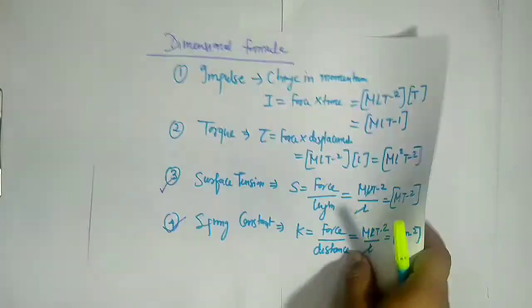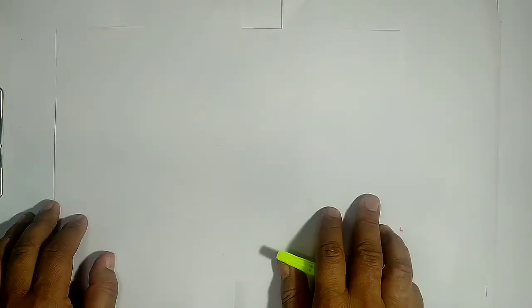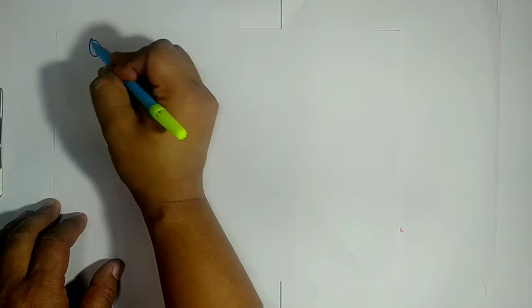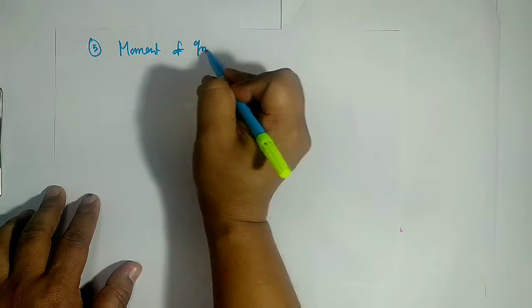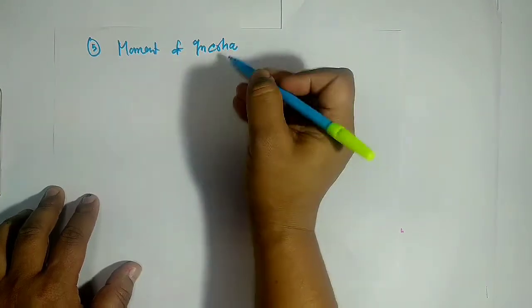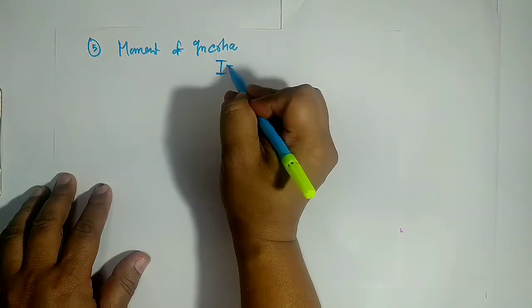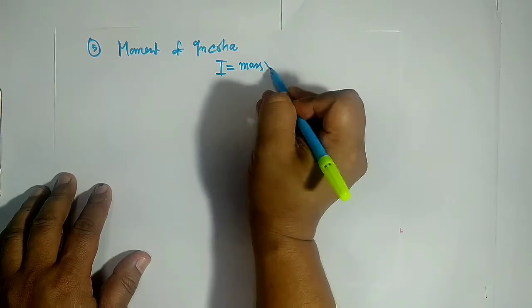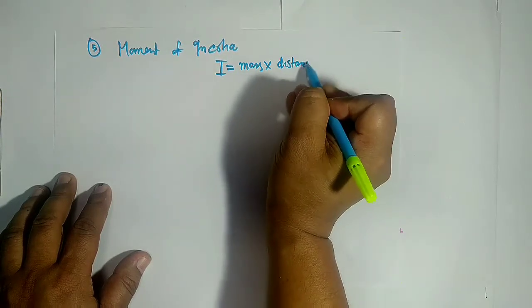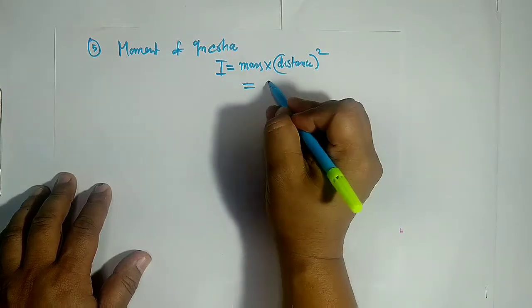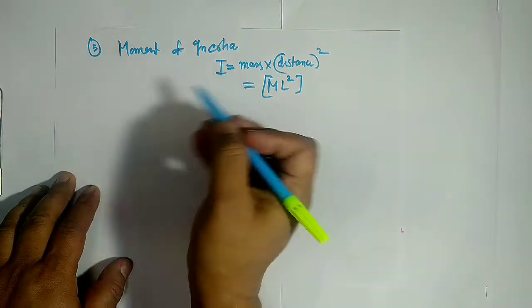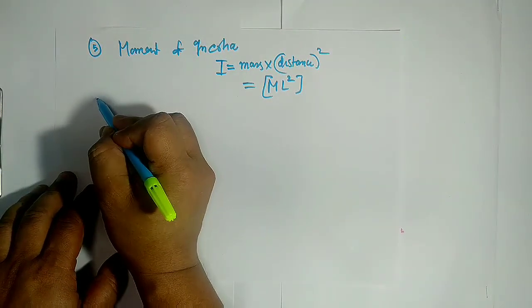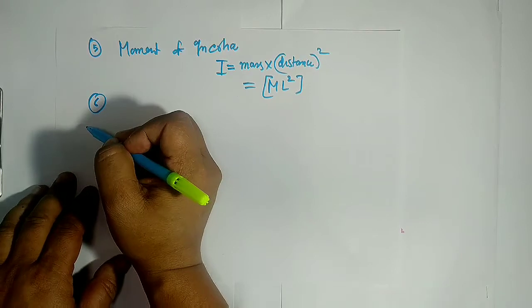And then another quantity I am going to write is moment of inertia. Moment of inertia we will go through in rotational motion. It is written by I. I is mass into distance squared. So if I ask you what will be the dimension, it is M into L^2. Simple. So these quantities will come in the chapters, but right now we are talking about only the dimension.